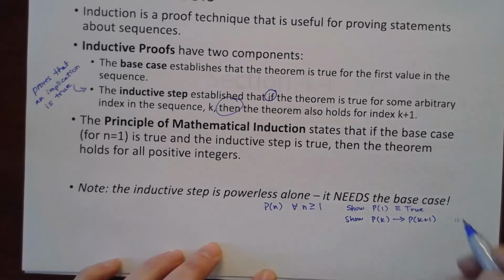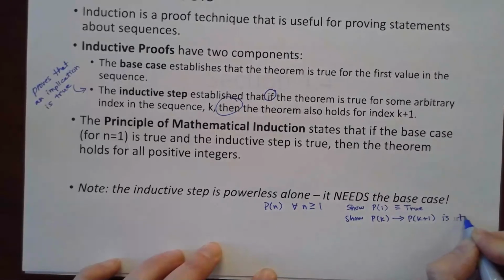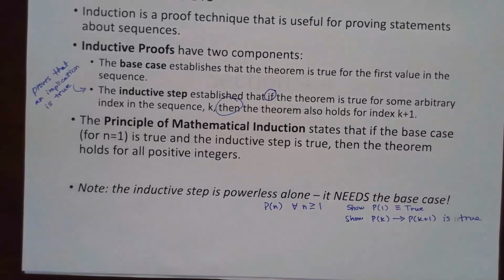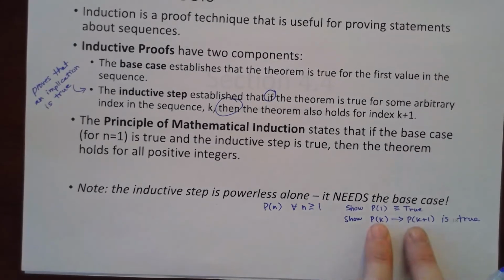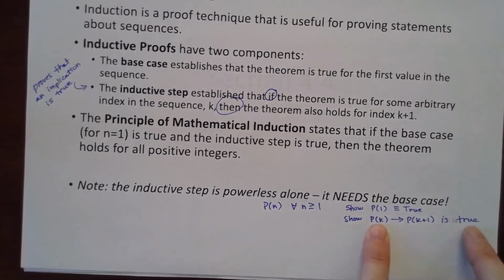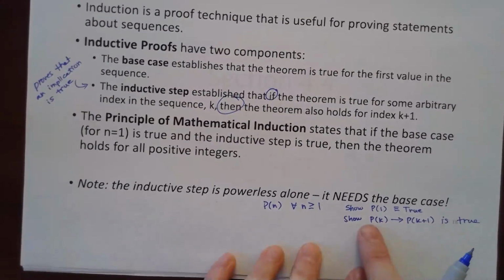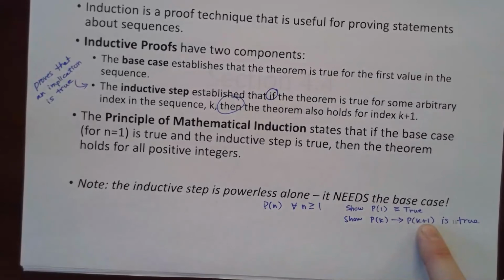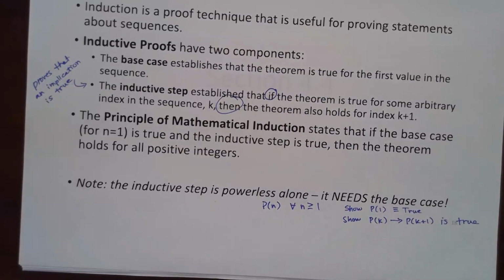So I know that this implication is true. Now, just because the implication is true doesn't mean P of k is true. It doesn't mean P of k plus 1 is true. I could have false implies false and still have this be true, right? I just know that the implication is true.